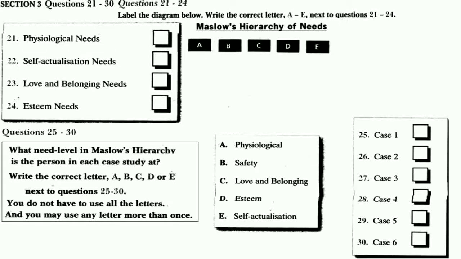Now listen carefully and answer questions 21 to 24.